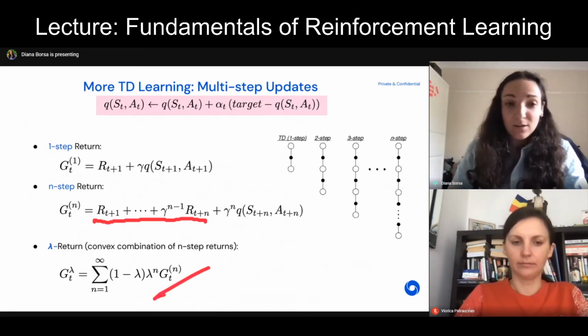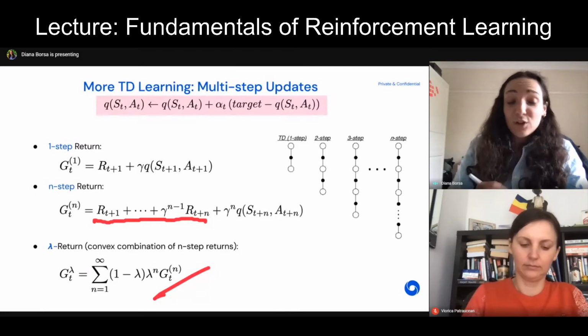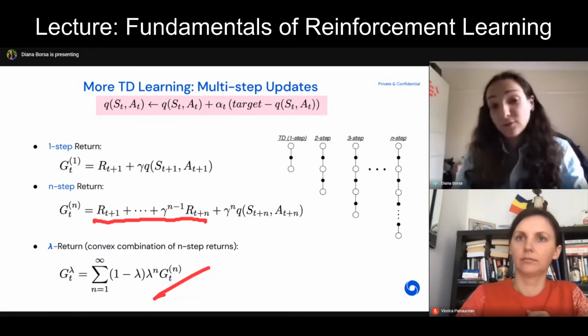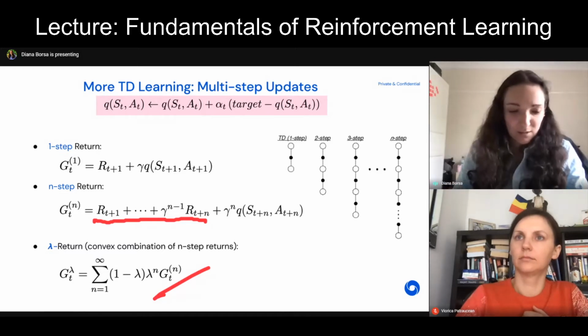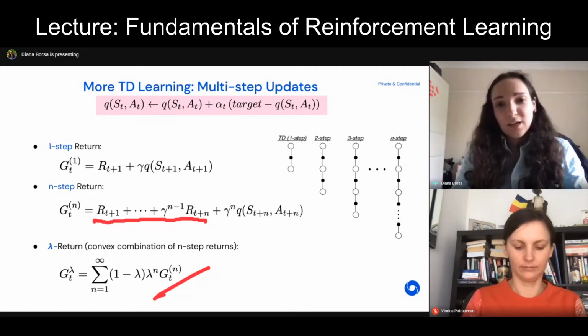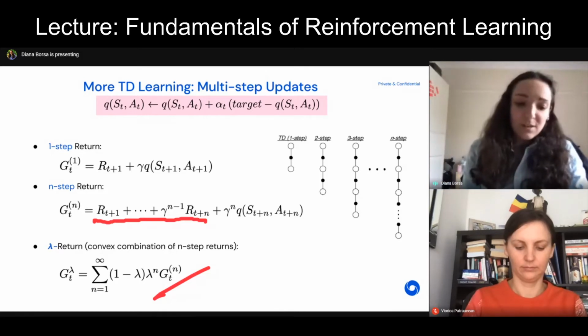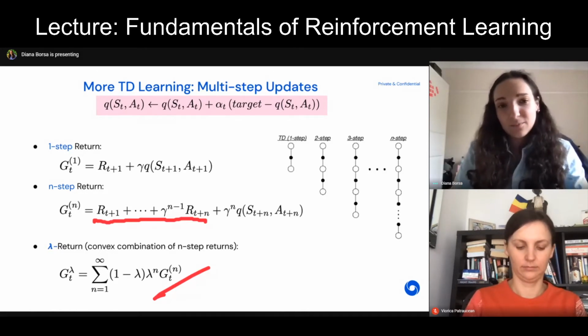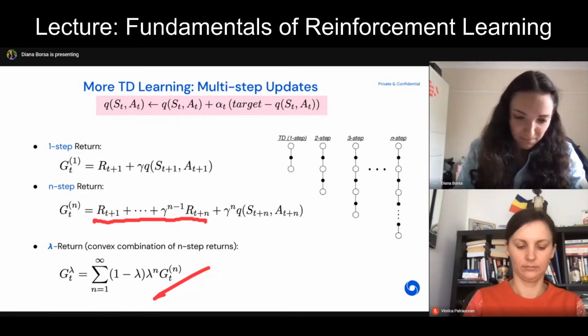The nice thing about the lambda return is that even though it's mixing between returns that go up to n equals infinity, there's a backward view for this equation that results in an update that is online, that you don't have to wait till the end of the episode for. And the relevant piece of work there is the work on eligibility traces, where you basically store the credit assignment problem in order to reproduce something that will fake this update, but in an online fashion. Okay. Sorry.